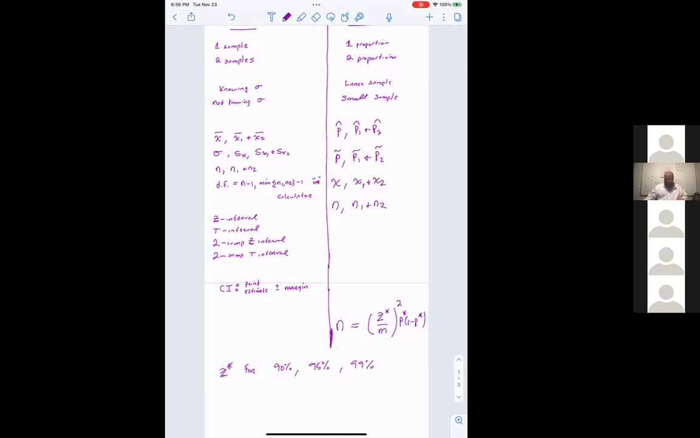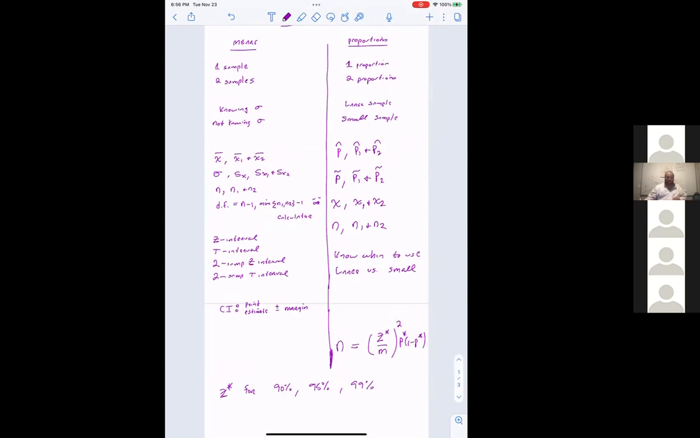Am I missing anything else? Of course, know when to use large versus small. I did say before I'm not going to ask conditions, but I didn't mean these ones. You should know when to use the large or the small so that you know which one is appropriate. The ones that I meant I'm not going to ask are making sure it's coming from an SRS, making sure the underlying population is normal, there are no outliers, and we don't have a lot of skewness. Those I'm not going to ask. But knowing when to use large versus small, that I might ask.